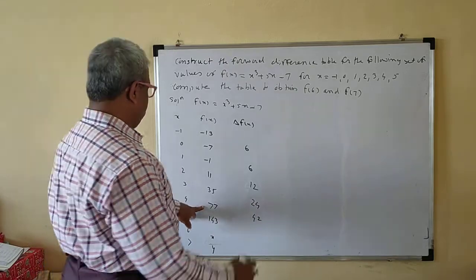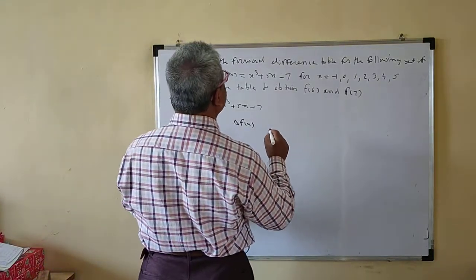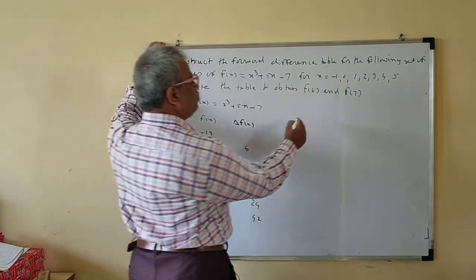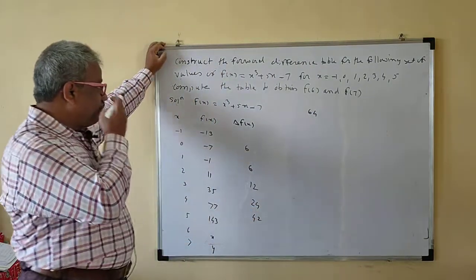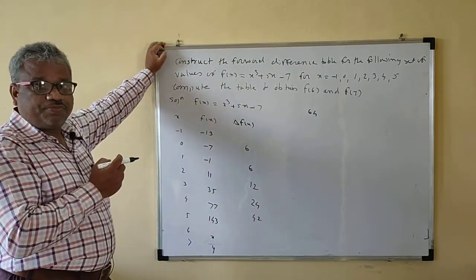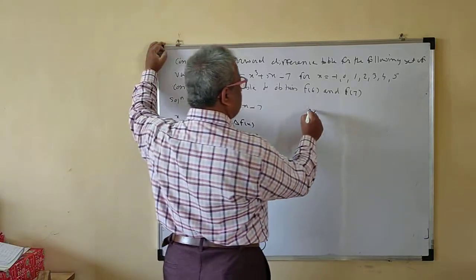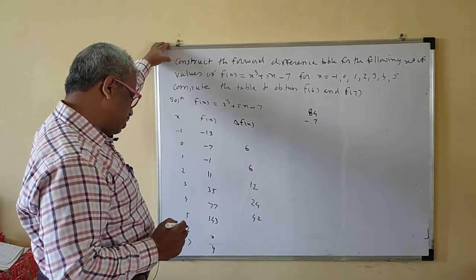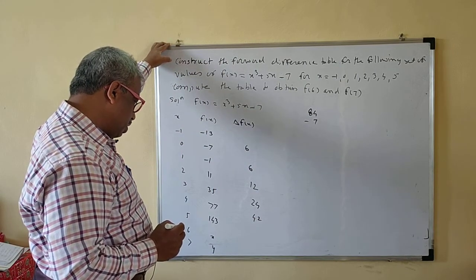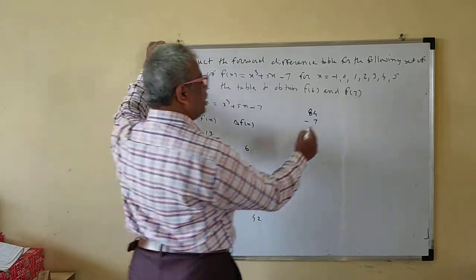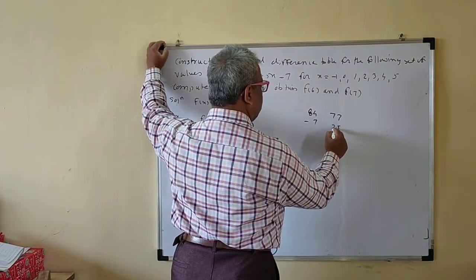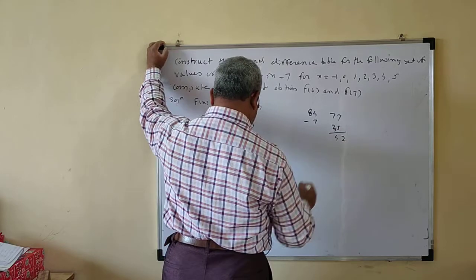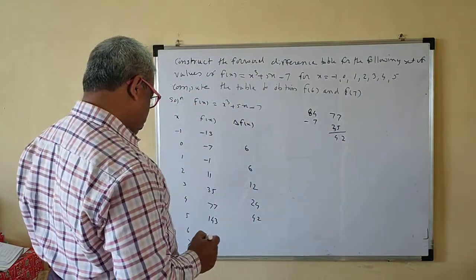Is it true for 4? Is it correct? We will check the value at 4. So 4 cubed is 64. 64 plus 20 that is 84, minus 7, so it is 77. It is correct. 77 minus 35, this is 2 and this is 4. So 42 is correct.